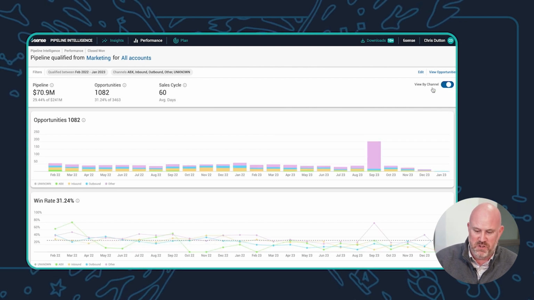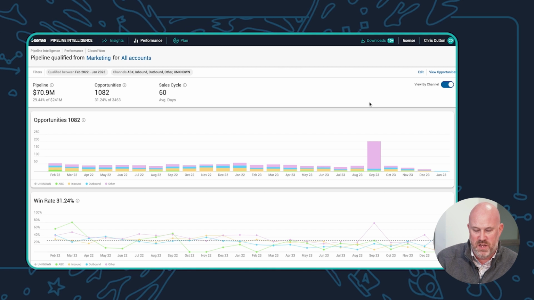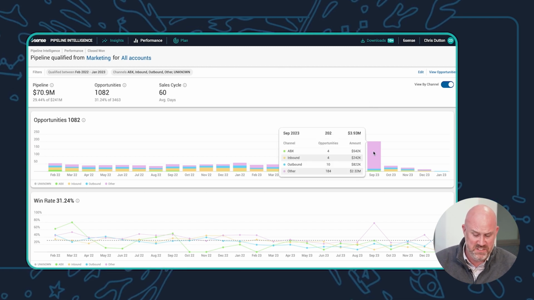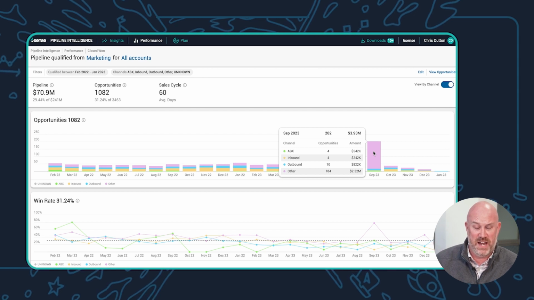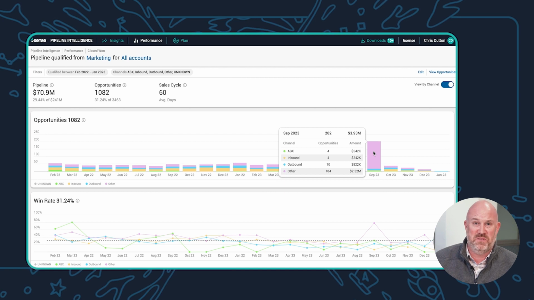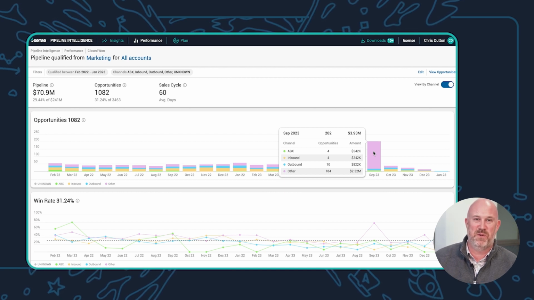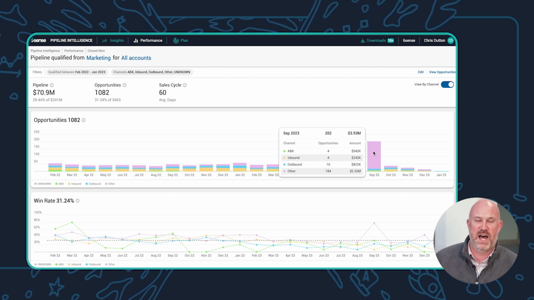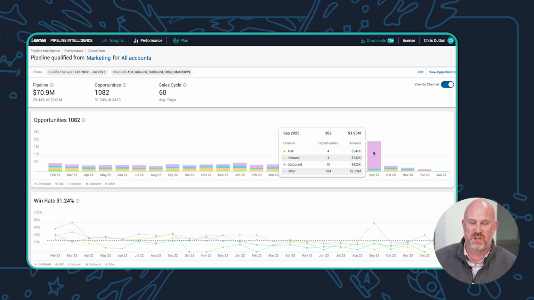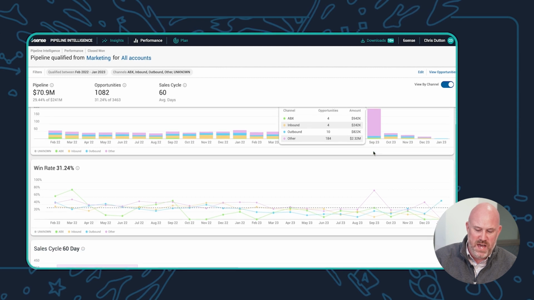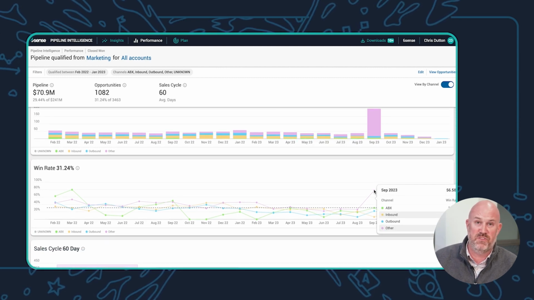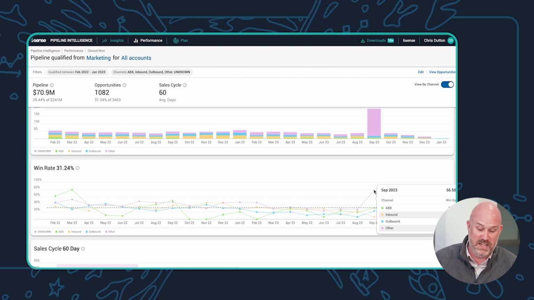So the first thing I'm going to do is I'm actually going to look at the channels. I want to know where that pipeline came from. Which channel crushed it? In this example here, I can see that the outbound absolutely nailed it. Now I can go back to the outbound team and I can say, hey, what did you guys do in September that was so amazing? Because you had the highest amount of opportunities closed that you ever had in the history of the company. Not only that, I can go look at win rates, and I could see that they had the highest win rate as well in that given time period.